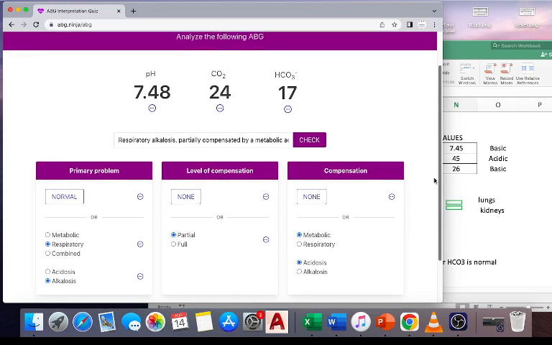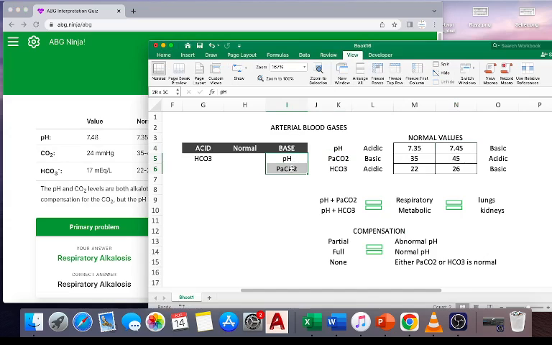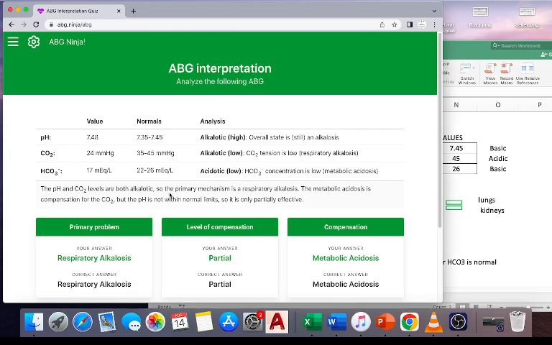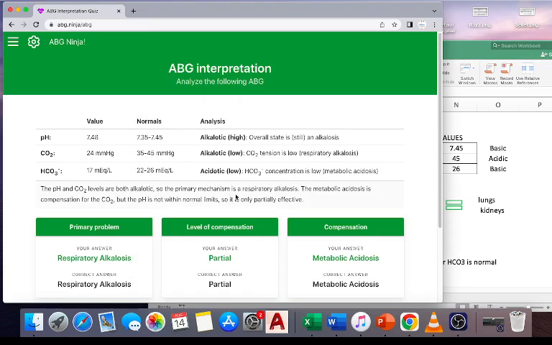Okay, so let's check our answer. See, the pH and CO2 levels are both alkalotic. So the primary mechanism is respiratory alkalosis. If it's CO2, carbon dioxide, of course, it has to be expelled or excreted through the lungs, which is why it's called respiratory. Metabolic acidosis is the compensation for the CO2, but the pH is not within normal limits, so it's only partially effective.